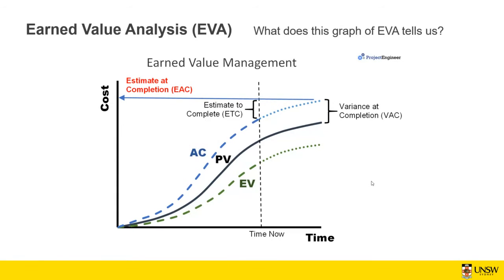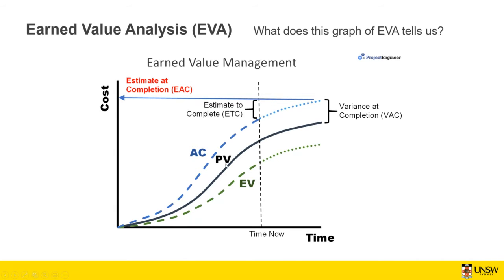Okay, so this is a typical graph and analysis for earned value. You can see that we got two axes. One axis is cost, the y-axis, and the x-axis is time. And this is the starting time of the project, and this is time now, and this is the finish time of the project as you plan.